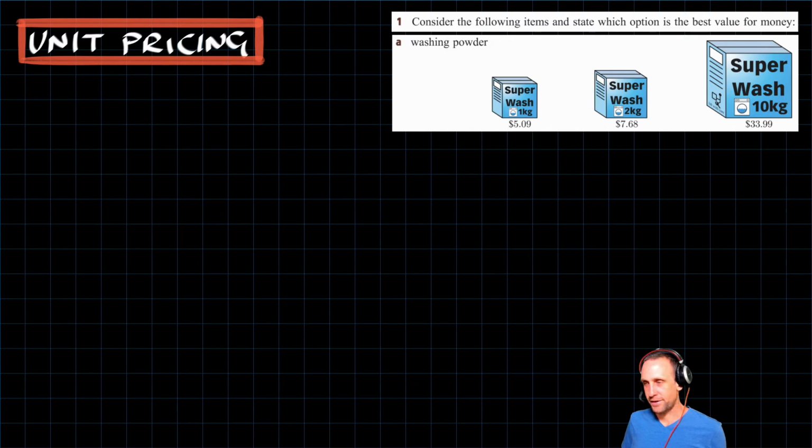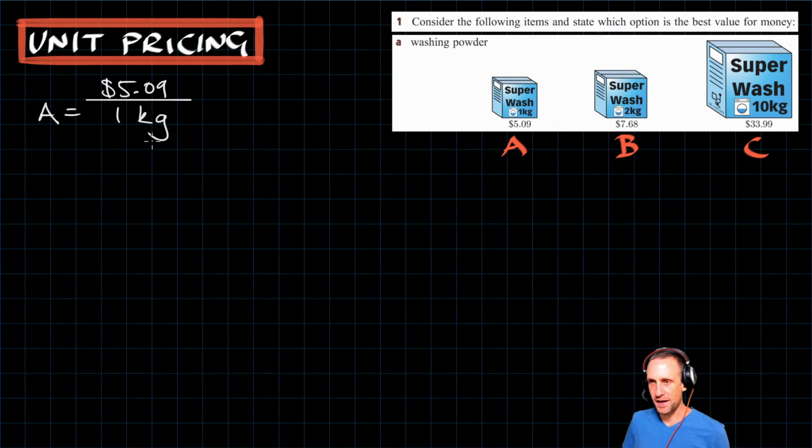Okay, now that you're back, how did you go? Let's label up the options so we can be clear about what we're talking about. So there's option A, there's option B, there's option C. So what we want to do is compare these, how much for a kilo I think is the most sensible way of doing it. With number A, it's already done for us, isn't it? With number A, this costs us $5.09 per 1 kilogram. Done. We can move on to the next one.